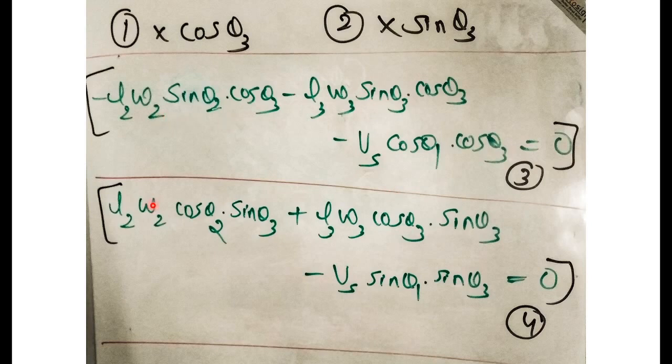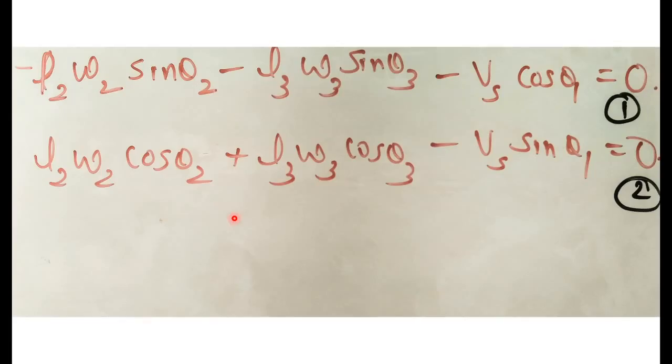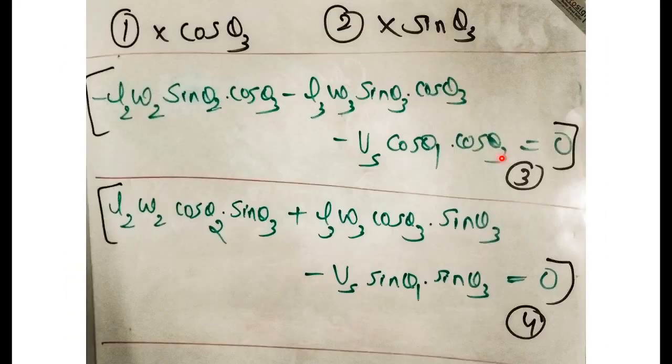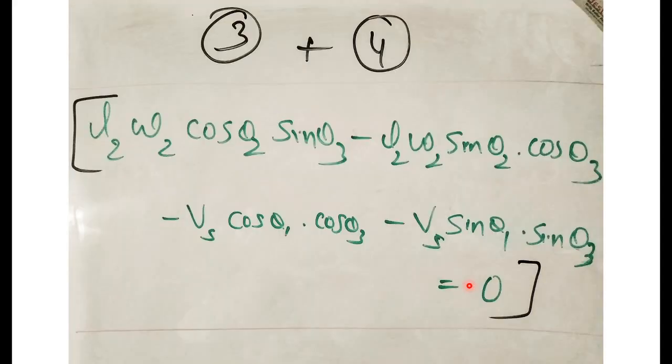The remaining will be minus L2 omega 2 sin theta 2 cos theta 3 plus L2 omega 2 cos theta 2 sin theta 3. That is, L2 omega 2 cos theta 2 sin theta 3 minus L2 omega 2 sin theta 2 cos theta 3. The remaining term is minus Vs cos theta 1 cos theta 3, plus again minus, so minus Vs sin theta 1 sin theta 3. That is minus Vs cos theta 1 cos theta 3 minus Vs sin theta 1 sin theta 3, and that is equal to 0.